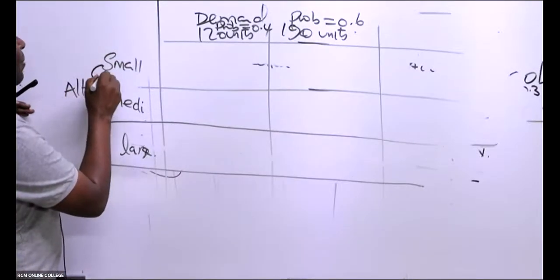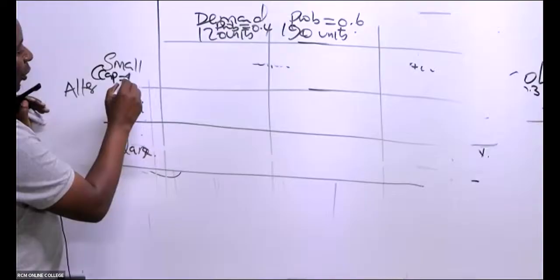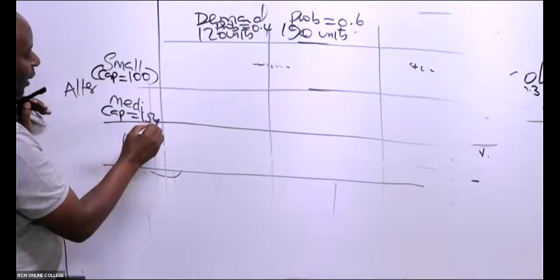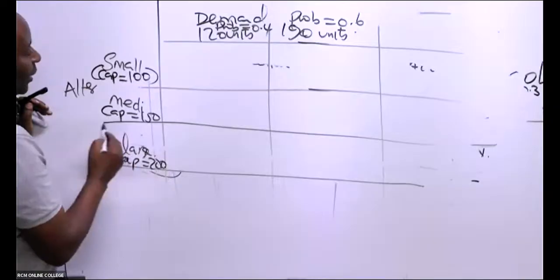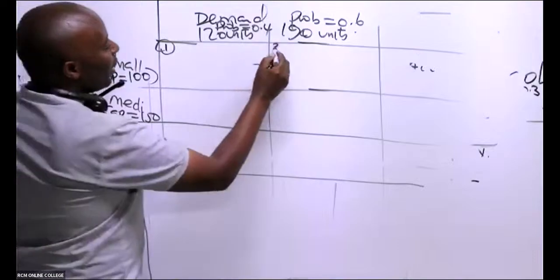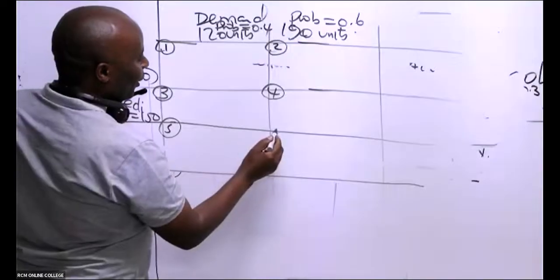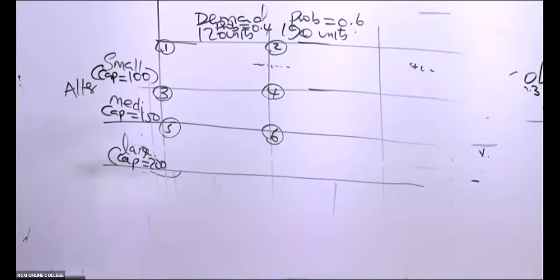Now, there is something else here. These vans also are coming with some capacities. Is there somebody who can see the capacity of a small van? How many crates? 100. How about medium? 150. How about large? Capacity is 200, isn't it? So then we have our cells. You can call this number 1, 2, 3, 4, 5, number 6. Remember they spoke of 6 profits. Those are the 6 cells for the 6 profits.